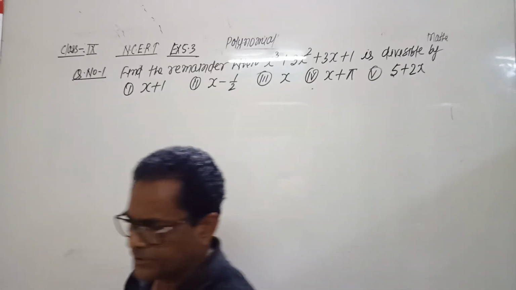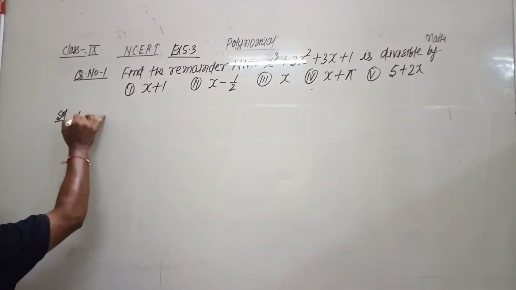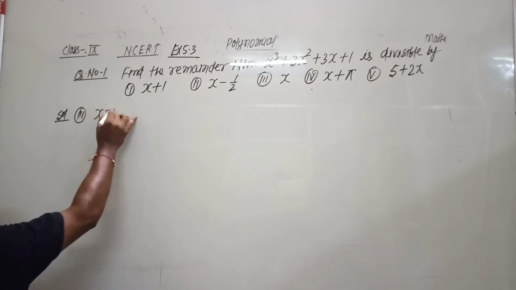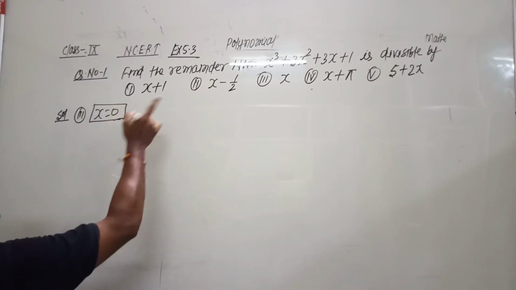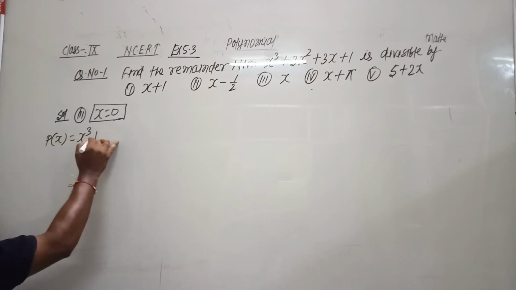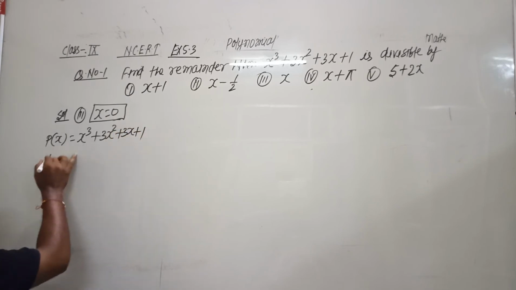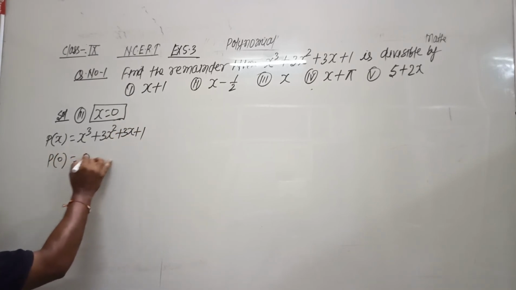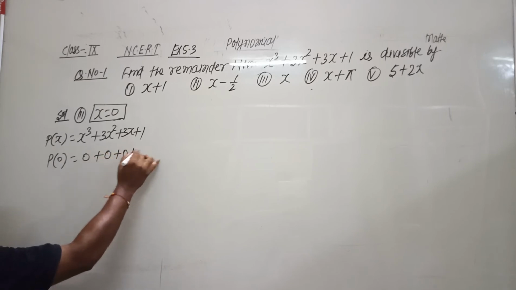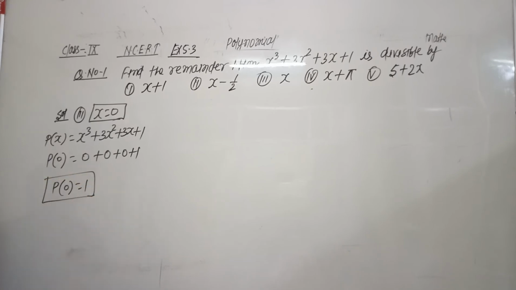Now the third part. There is x, so we make it equal to 0. x equals 0, and the polynomial is p(x) equals x cube plus 3x square plus 3x plus 1. Put the value of x equals 0. So 0, 0, 0, and we get 1. So p(0) equals 1. So the remainder we get is 1. The remainder comes to be 1.